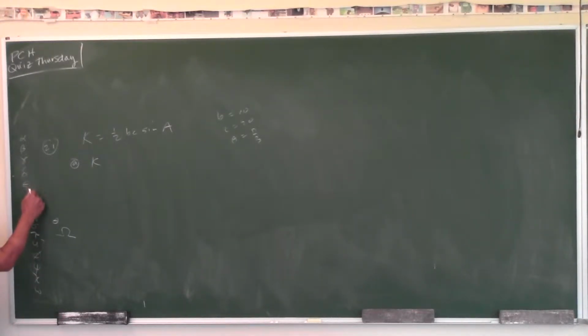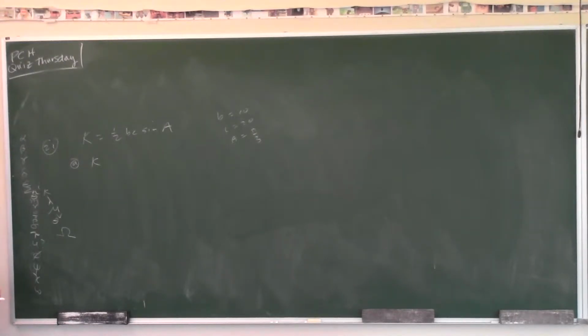Alpha, beta, gamma, delta, epsilon, zeta, eta, theta. I don't know what zeta looks like. Iota is I. Kappa, lambda, mu. I don't know what mu looks like. Mu, nu. Xi. What's xi? Okay, whatever.